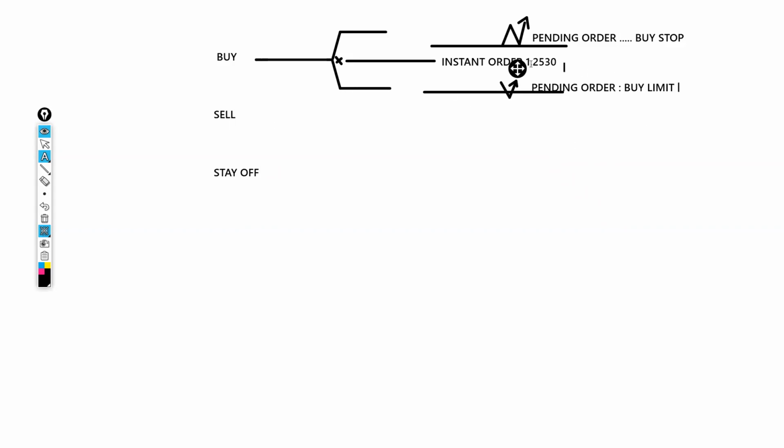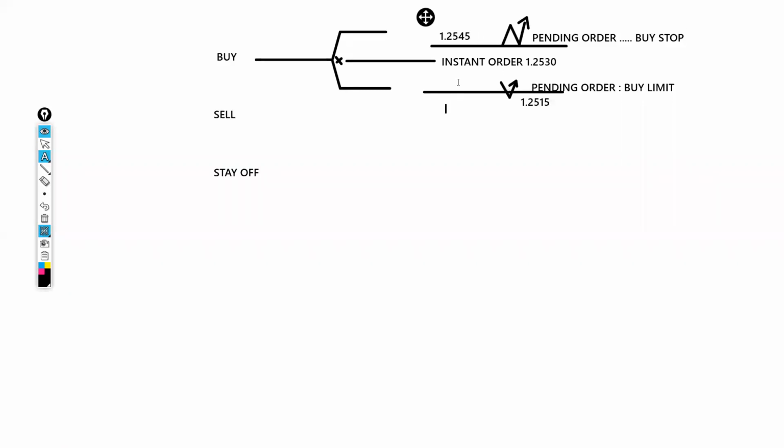So for example, you want to buy and currently the price is 25.30. If for any reason you want to wait until you buy at 25.15, a price lower than 25.30, this is a buy limit. If you feel like, oh no, I don't want to buy at the current price, I want to buy at 1.2545, 45 in this case is higher than 25.30. This is what we call a buy stop order.